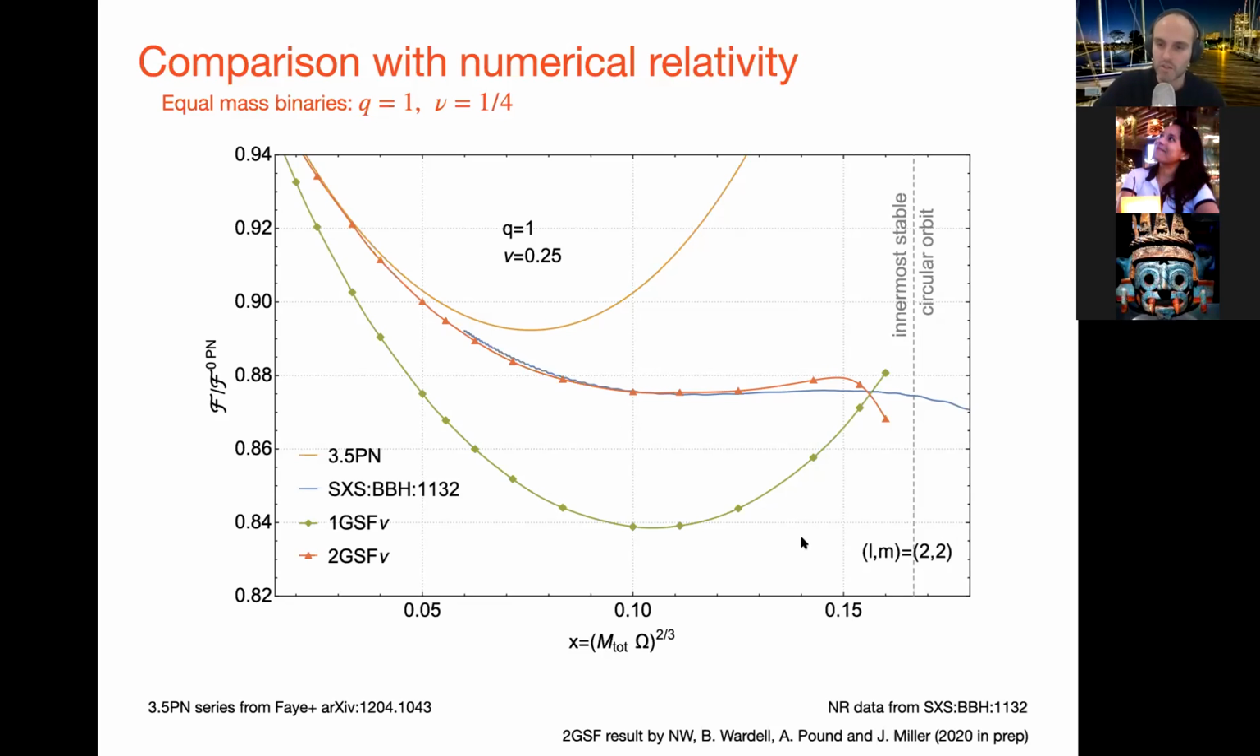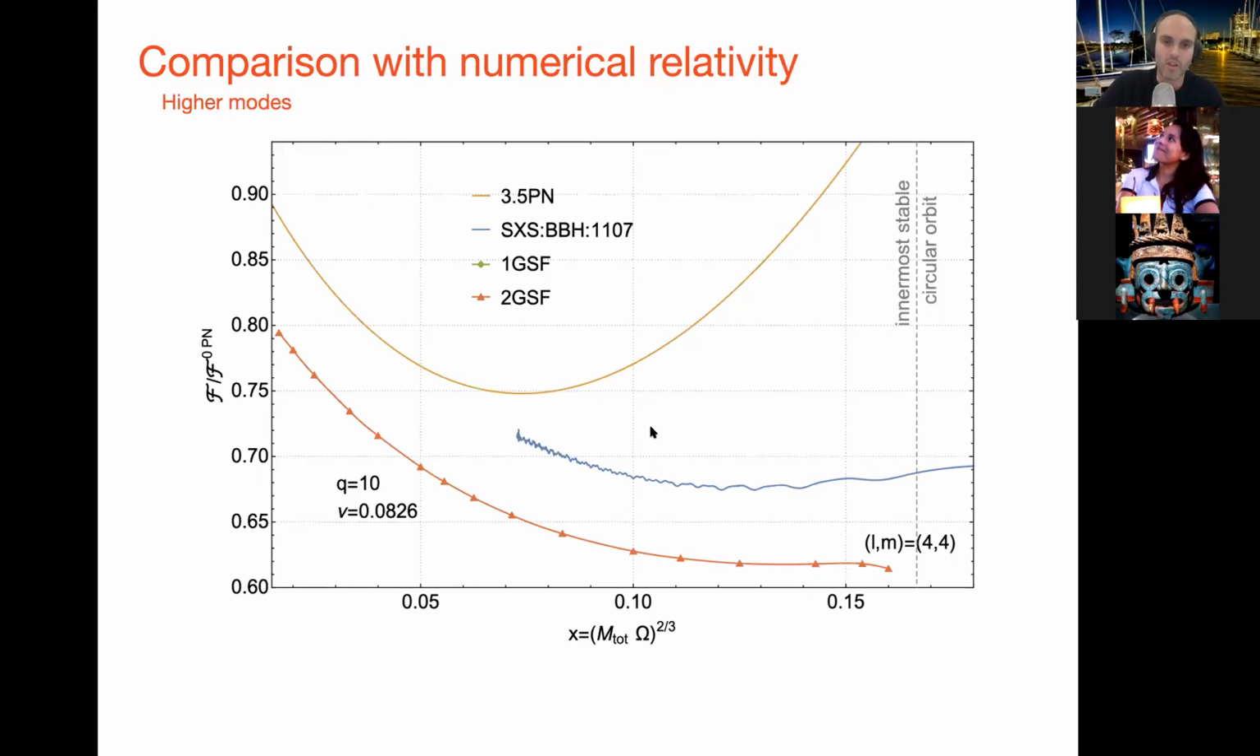Okay, so this is just for the 2-2 mode, the dominant mode. What about some of the higher modes? Here we go back to Q equals 10. We see that actually the second order result doesn't seem to work quite so well. This is now for Q equals 10 and the l equals 4, m equals 4 mode. It's a higher mode, so it contributes less to the total waveform, but the agreement with second order perturbation theory doesn't seem as good. You might notice, though, that it has the right sort of shape. It's just off by a constant offset.